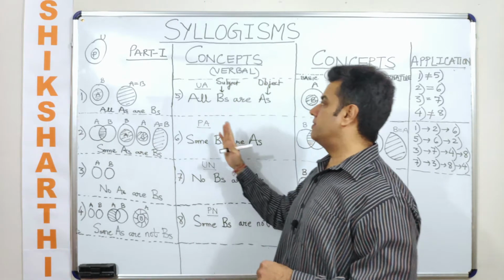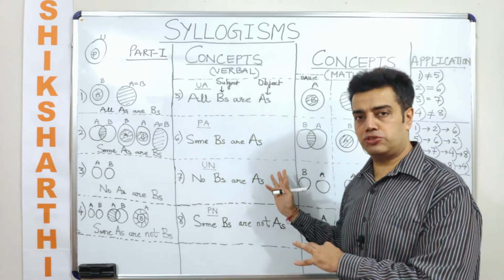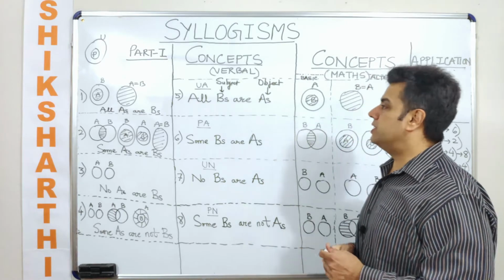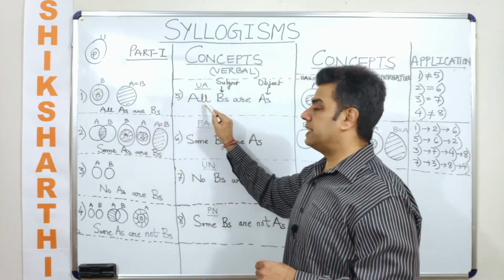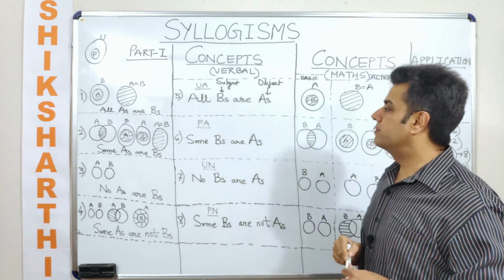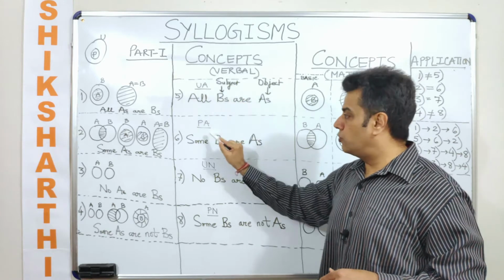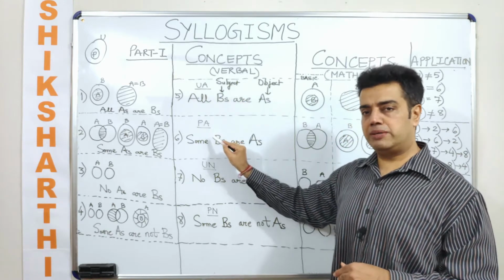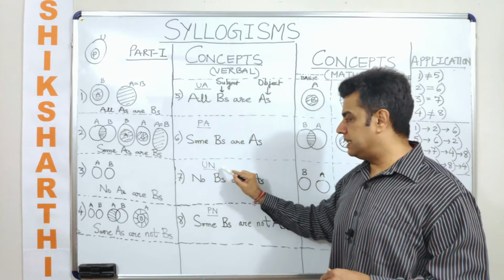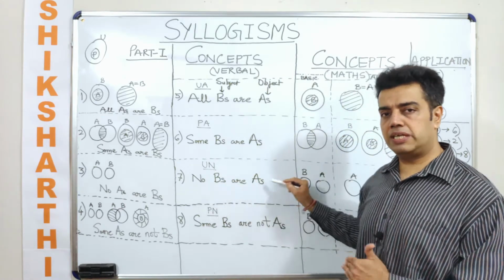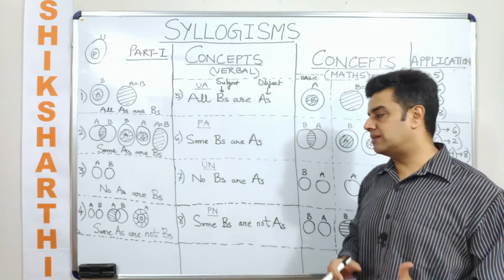Taking this to the next level, we are now changing the subject to the object and the object to the subject. Meaning, in the first one if I said that all A's are B's, here I am taking it as all B's are A's. This is a universally affirmative statement, followed by a particularly affirmative statement like some B's are A's, followed by universally negative, wherein I am saying no B's are A's. And finally, particularly negative, wherein some B's are not A's.